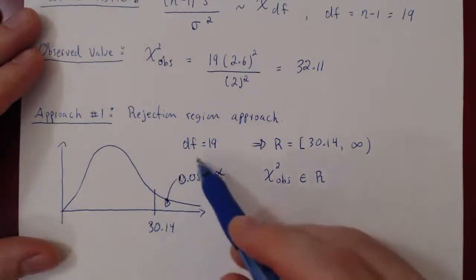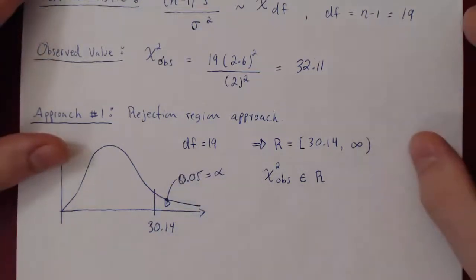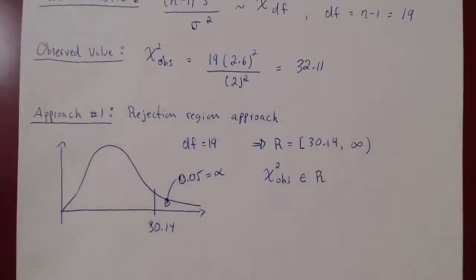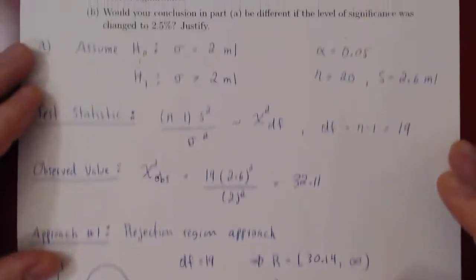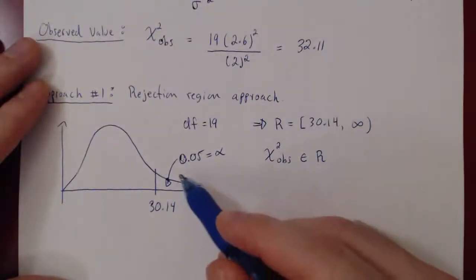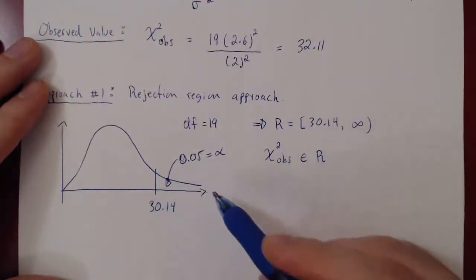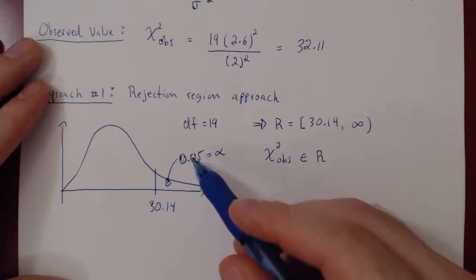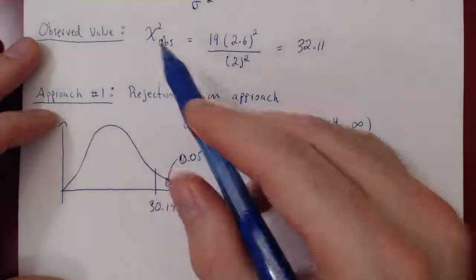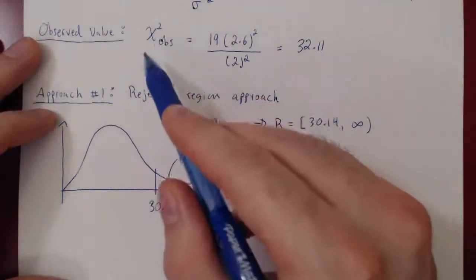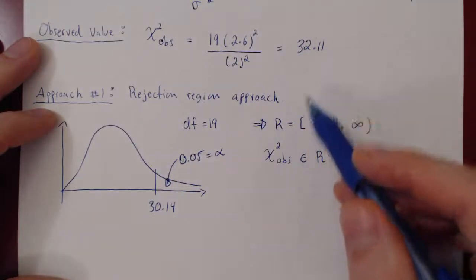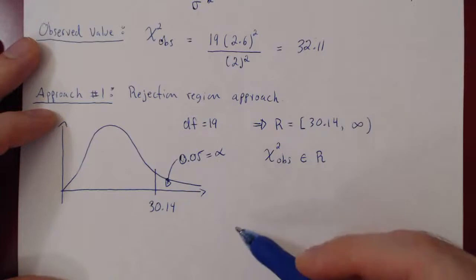R contains the more extreme 5% of values. So if you ask, what is the probability that, under the assumption that H0 is true, you observe a chi-square value inside this interval, the answer is 5% or less. And we have observed such an occurrence. If H0 is true, the probability of observing a chi-square value of 32.11 is actually less than 5%.